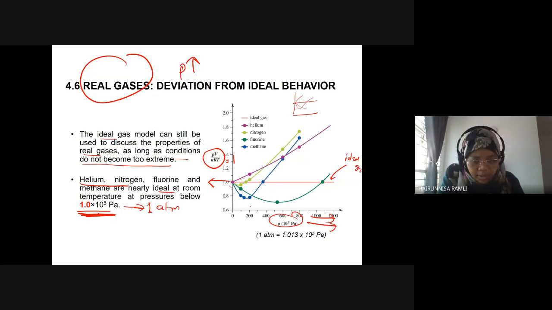Maksudnya you imagine 1 ATM sebenarnya sangat dekat dengan kosong. So kat sini je yang dia lurus. Kalau you beza je terus dia punya pressure, terus dia lari. Okay, you can imagine around here saja yang sebenarnya behave nearly ideally. Sebab satu ATM kan. Kalau the rest tu, dia dah jadi ini dah 200 pascal. Kan?